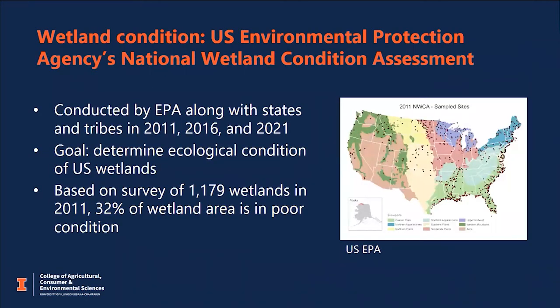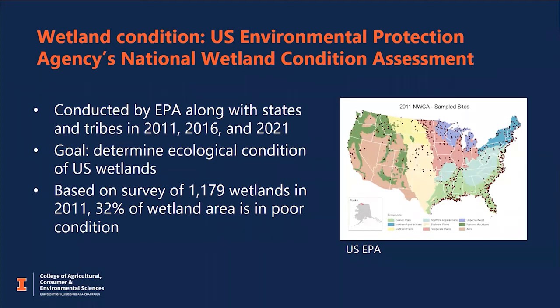So in addition to the loss of wetlands and conversion to other land uses, much of the remaining wetland area is recognized to be in poor condition and biologically impaired. In 2011, the US Environmental Protection Agency, in coordination with states and tribes, conducted the first national wetland condition assessment. This was repeated in 2016 and then again in 2021. And the goal of this effort was to determine the ecological condition of US wetlands.